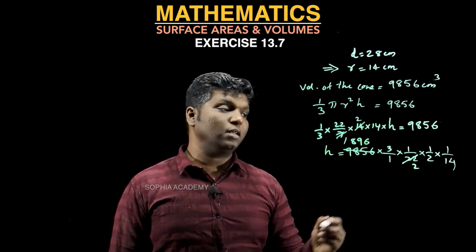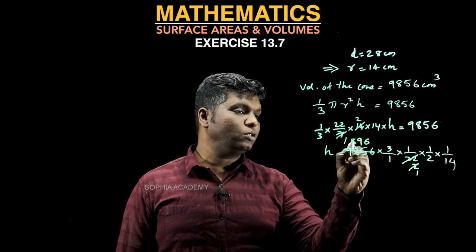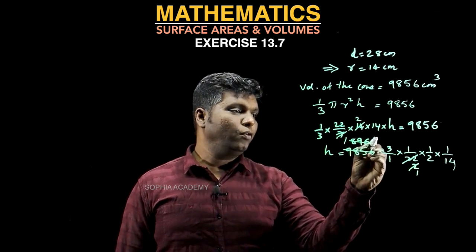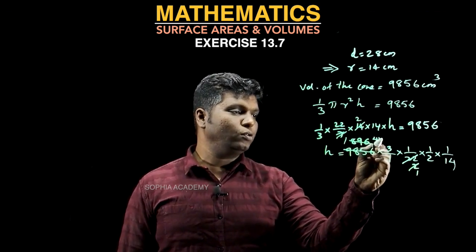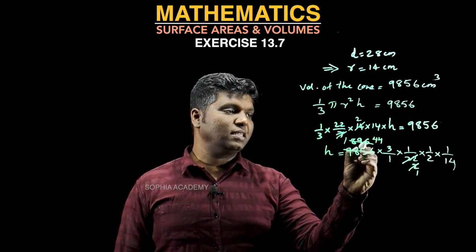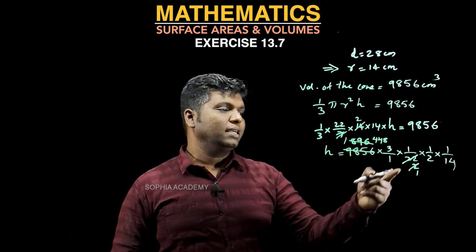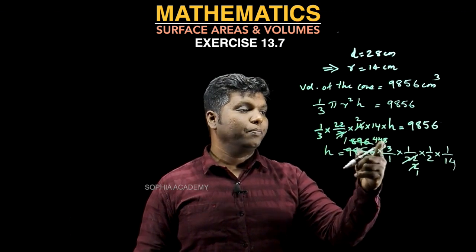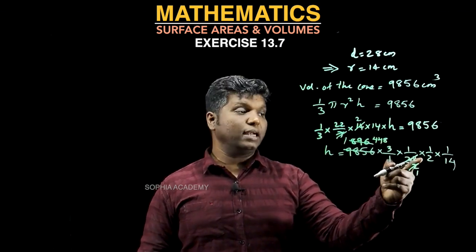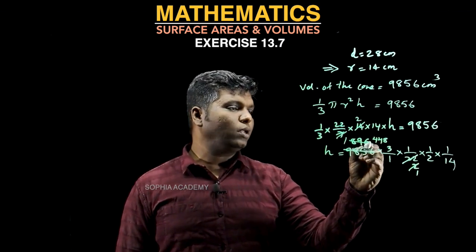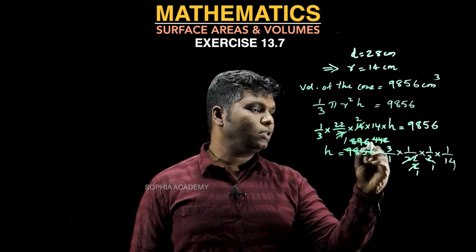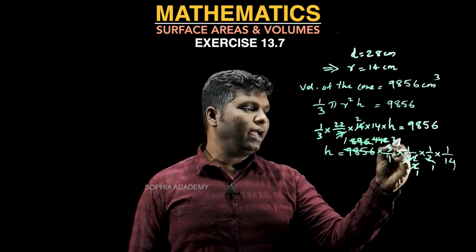896, again you can cancel by 2. 2 ones are 2. Here cancelling, 4 twos are 8. Here again 4 twos are 8. 1 is remaining, 1 6 16. 8 twos are 16. 448. Again this one you can cancel by 2. If you cancel by 2, what will you get? Here again 2 ones are 2. Here 2 twos are 4. Again 2 twos are 4.